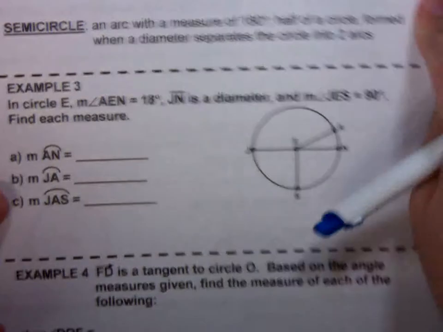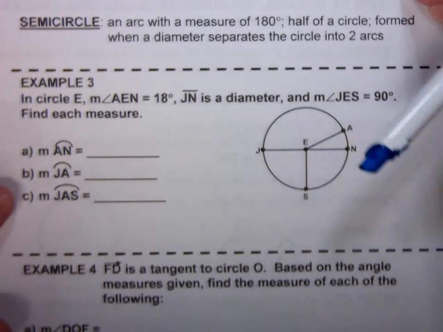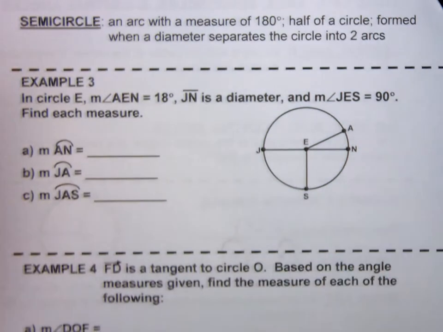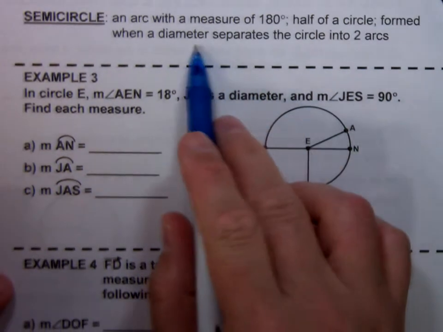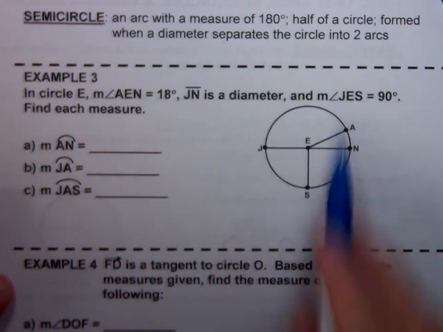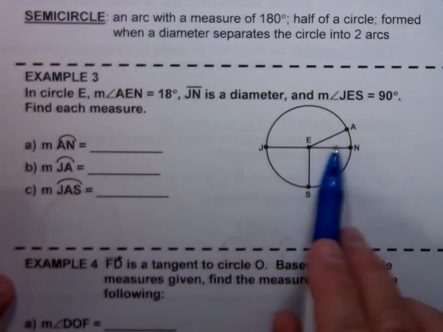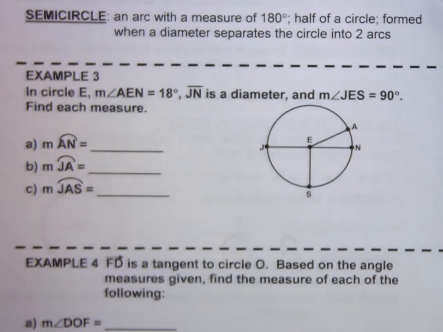Alright, so we know a minor arc is less than 180, a major arc is greater than 180. What about if it's exactly 180? Well, that would be a semicircle, half of a circle. 180 is half of 360. So anytime it's 180 degrees, you have a semicircle. And the most common way you get a semicircle is when you draw a diameter through a circle. When you draw a diameter on a circle, it splits it into 2 halves, or 2 semicircles. So each one is 180 degrees.